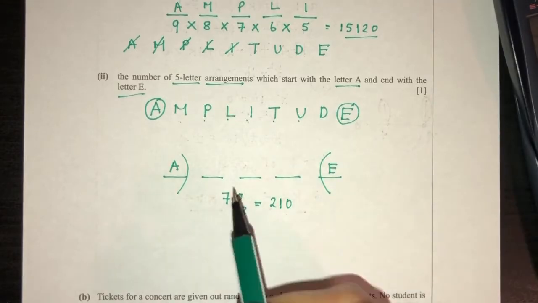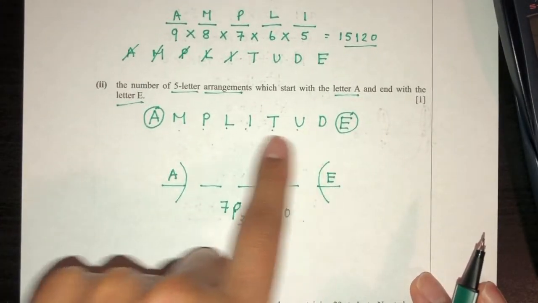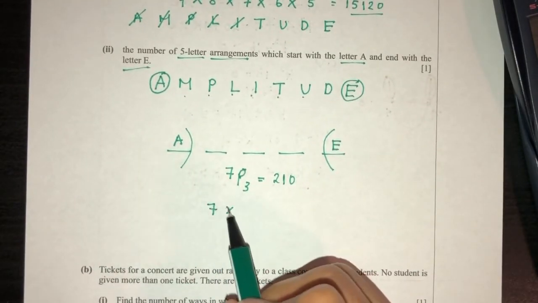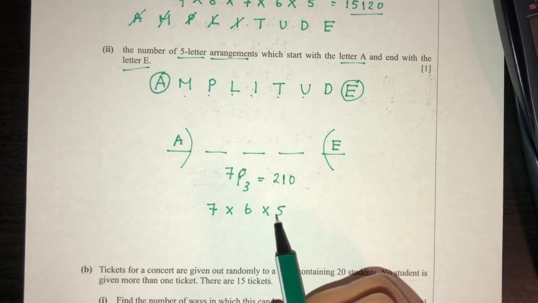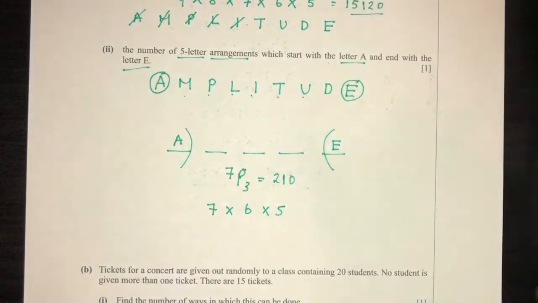Or you can write this. Basically the same way we did this one. So remaining letters we have 7. So for this one we have 7 choices, you write 7, and then we have 6 choices and then times 5. 7 times 6 times 5 should give you the same answer. That will be 210 for part 2.